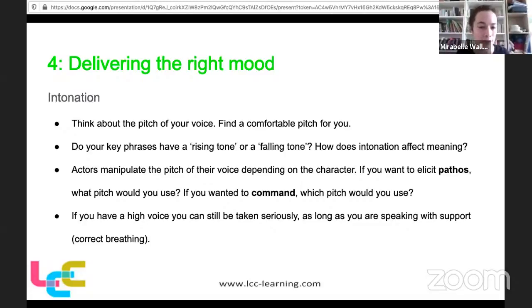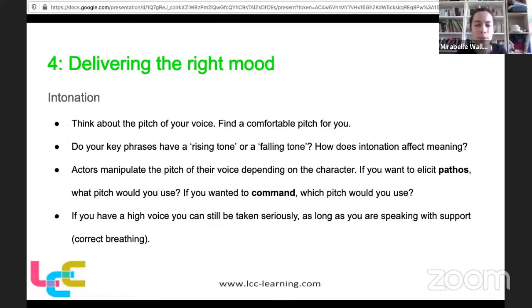Completely different meaning just from the different tone. So actors manipulate the pitch of their voice depending on the character. If you want to elicit pathos, what pitch would you use? So pathos is when you make the audience feel sorry for you.